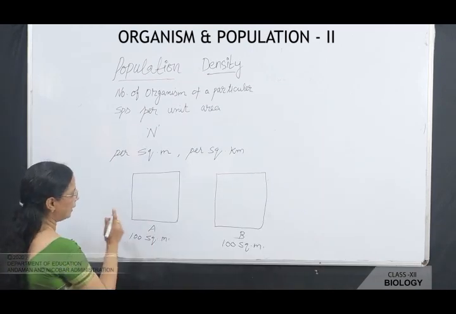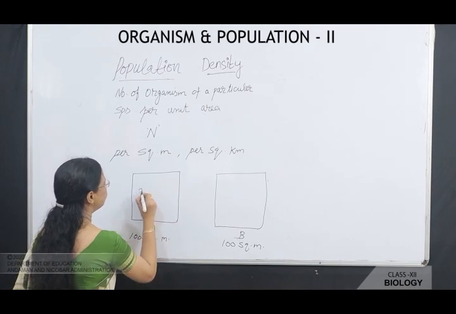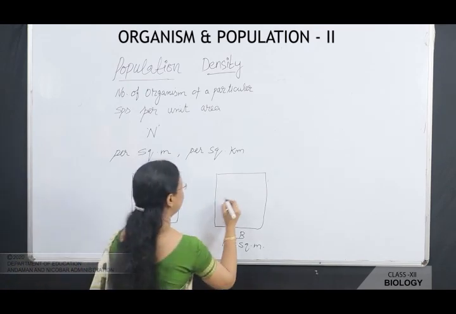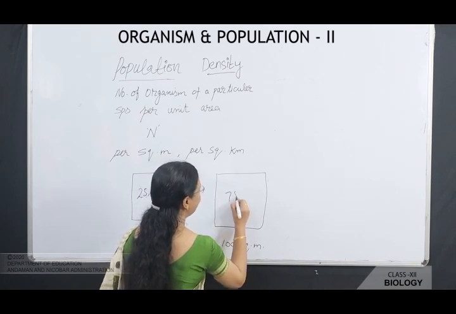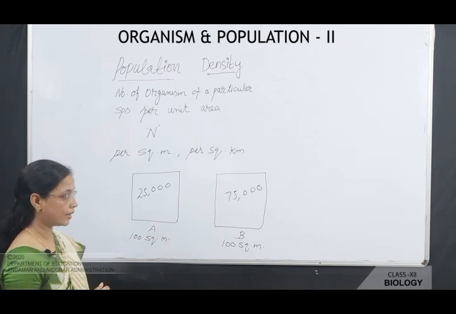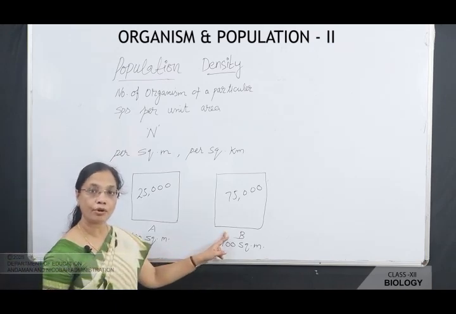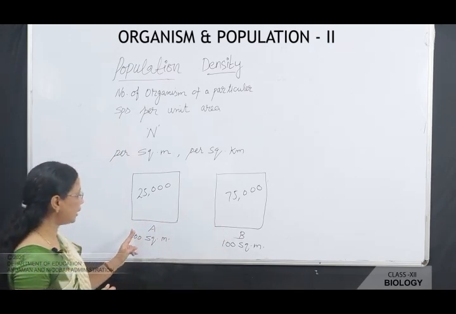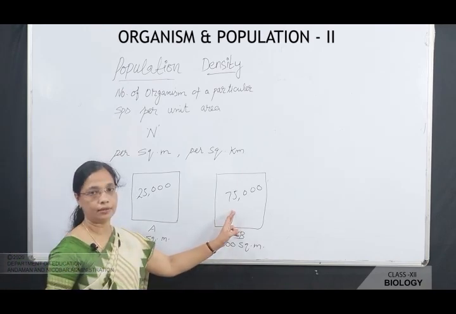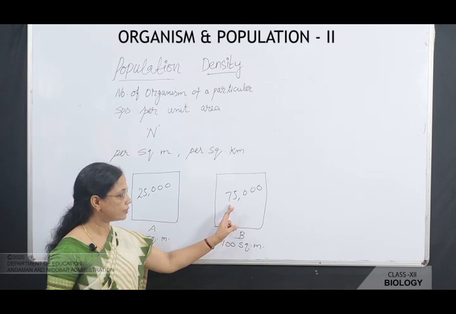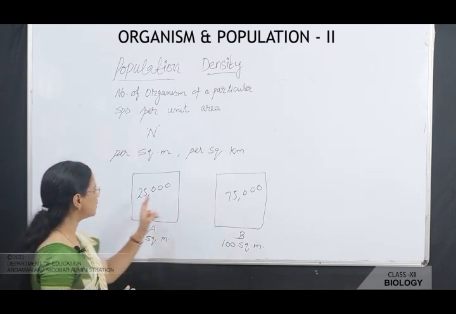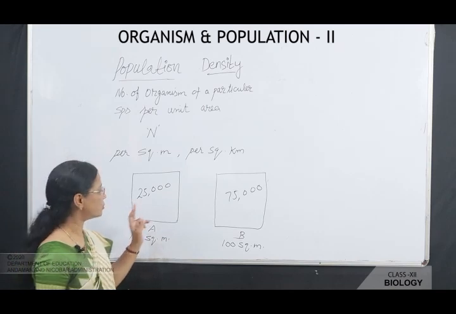Now in this A, suppose we are taking 25,000 organisms. Here we are taking 75,000 organisms. In which area is more density there? In B. B is having more density in comparison to A. We have taken both the same area, but the density is more in B because here it is having 75,000 individuals or organisms, here only 25,000.